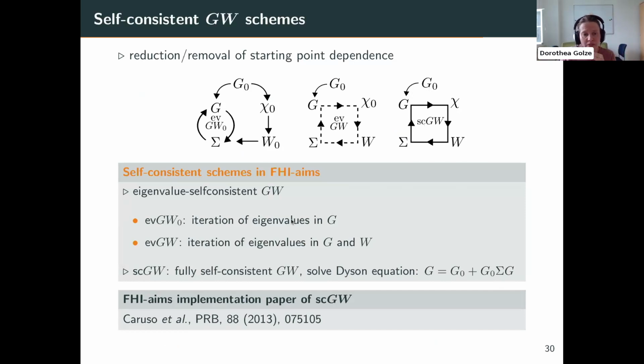For approximations to the self-consistency, you can only iterate eigenvalues in G. So if you remember, in G, in the denominator, we have the Kohn-Sham eigenvalues. You could then replace them by your quasi-particle energies and do this over and over again until you achieve convergence. That would be evGW0. You can also iterate the eigenvalues in W. That was not on the slides, but if you look at the implementation, you see that they also occur there. So you could also replace the eigenvalues in W. In my personal opinion, I would not recommend it because this often leads to under-screening. For the fully self-consistent GW, this is in this paper, by the way.